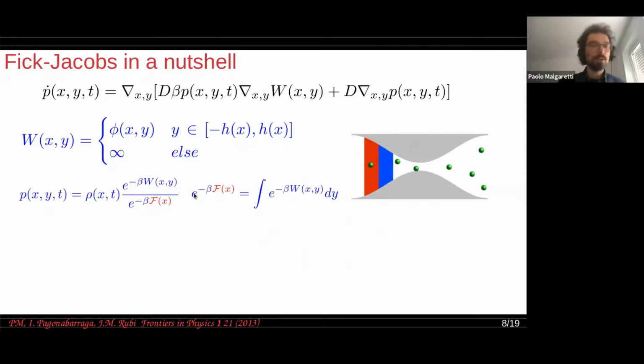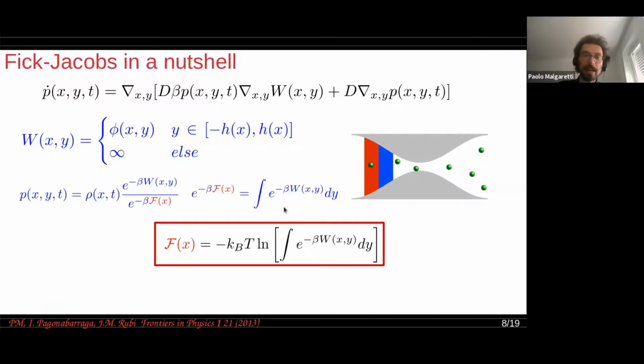In particular, we decide to normalize this by the factor e to the minus beta f, which is nothing but the integral of it. So if I simply take the log, f is minus kT times the logarithm of the local partition function. It's the integral of the Boltzmann weight along the transverse direction, and the log of the local partition function is the local free energy.